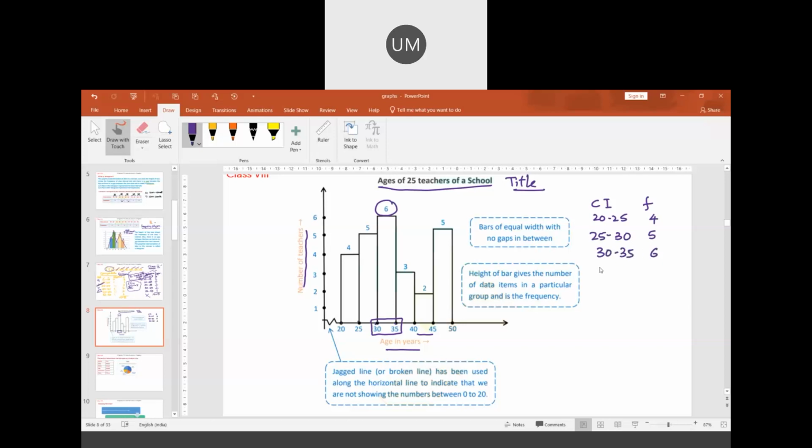Between 35 to 40, there are 3. Between 40 to 45, there are 2. Between 45 to 50, there are 5. When we count, we get the total number as 25.